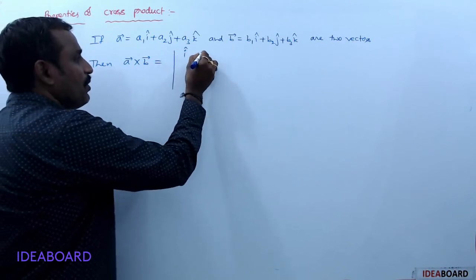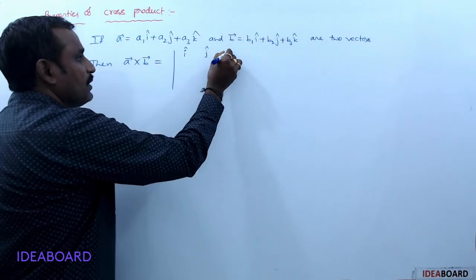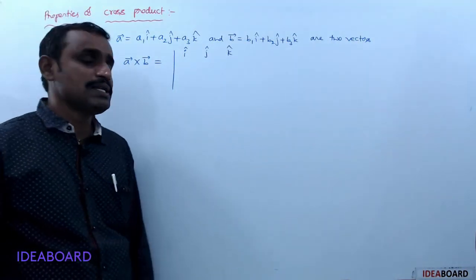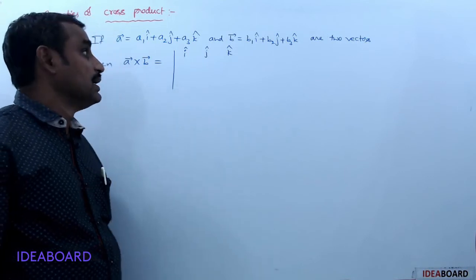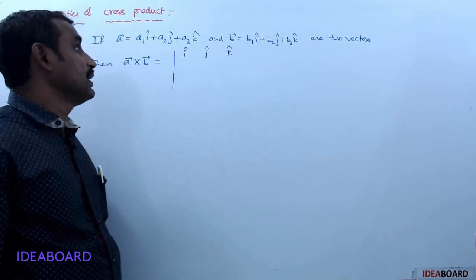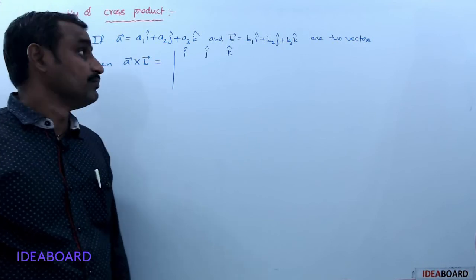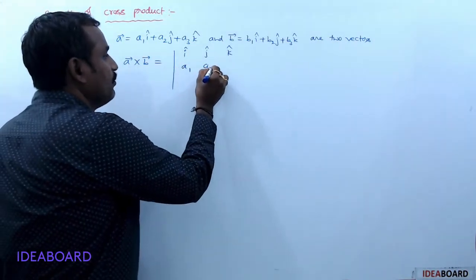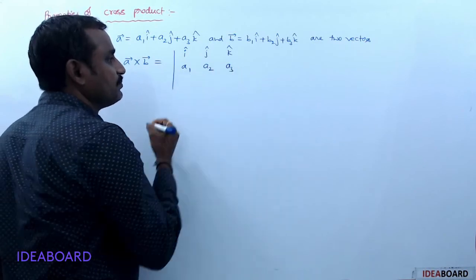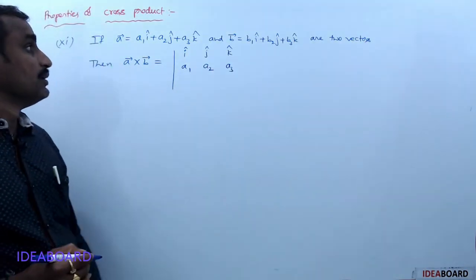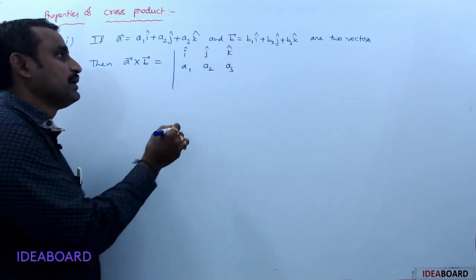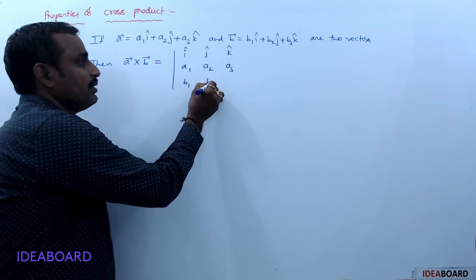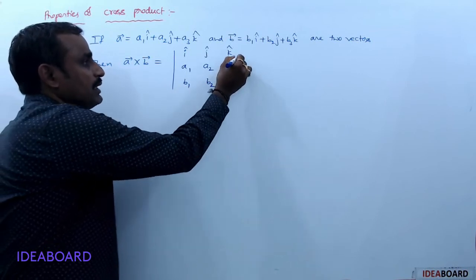First row: first column I, second column J, third column K. The second row is filled by the scalar components of A bar, that is A1, A2, A3. Next, the third row is filled by the scalar components of B bar, B1, B2, B3.